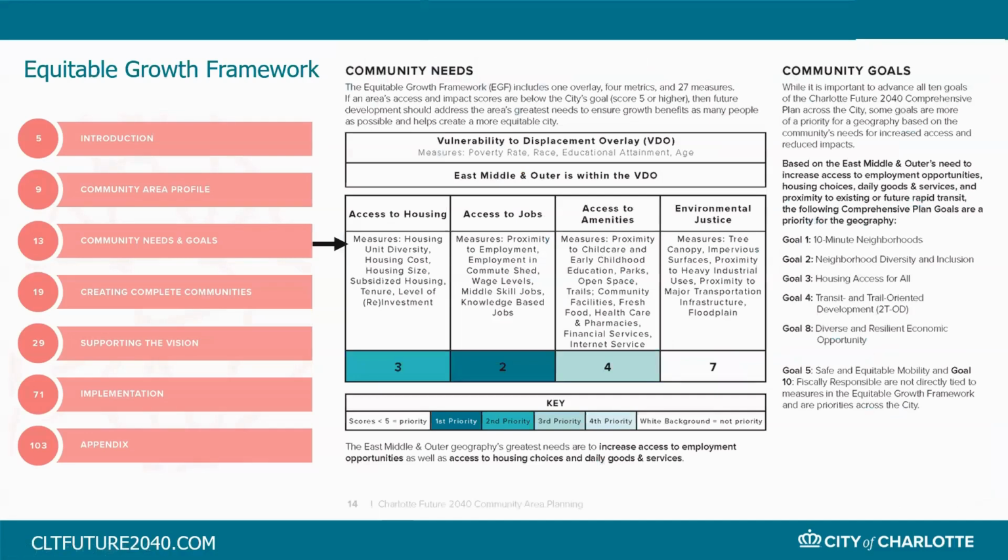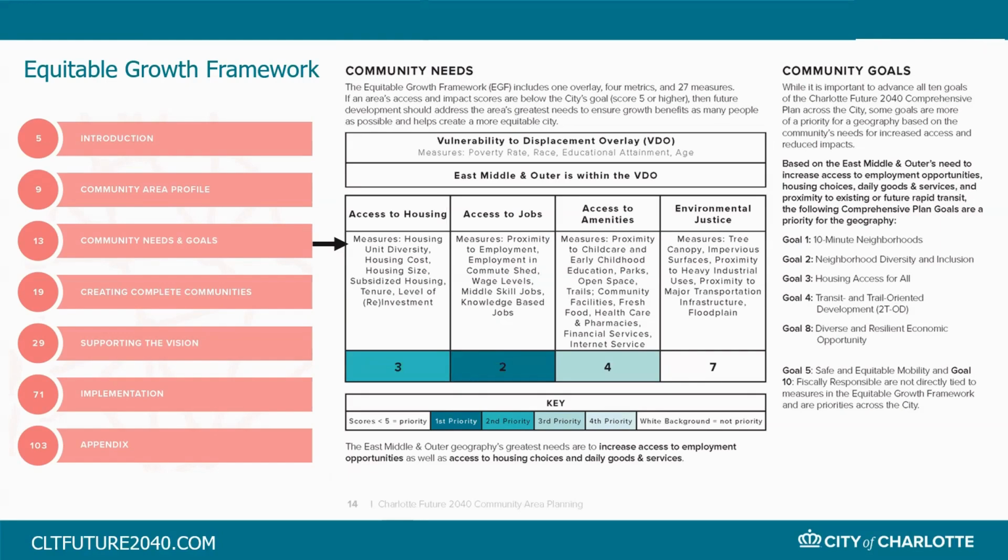The next chapter outlines the geography's greatest needs and prioritized goals. Needs are focused on increasing access to employment opportunities, access to housing options, and daily goods and services, and reducing environmental impacts. The plans focused on these four needs because these are metrics identified in the comprehensive plan as paramount for ensuring future growth benefits as many people as possible.